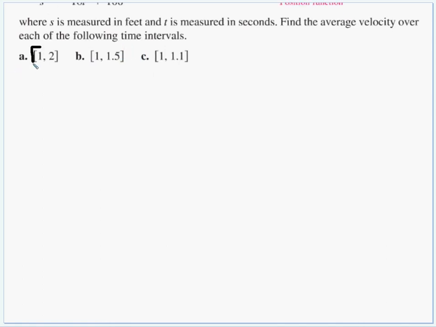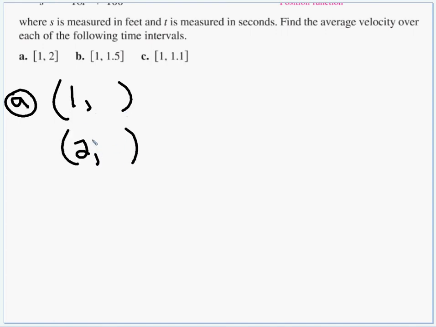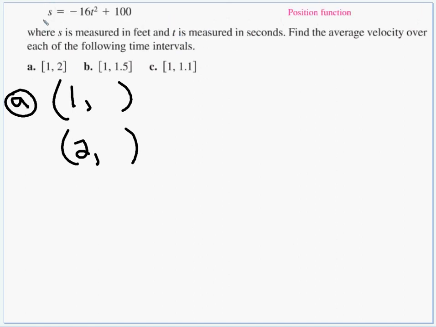Now notice these are brackets. These are an interval on the x-axis. If here's my xy axis, I'm going from x equals 1 to x equals 2. What is the average rate of change? So what we have here, this 1 and 2 are just x values of points. I have 1 comma something, and I have 2 comma something. I need the y values that go with them. Here is my function. S equals negative 16t squared plus 100. So if I plug the 1 in there, negative 16 times 1 squared plus 100, out pops an 84. If I put 2 in there, 2 squared is 4 times negative 16, add that negative number to 100, and we get 36.